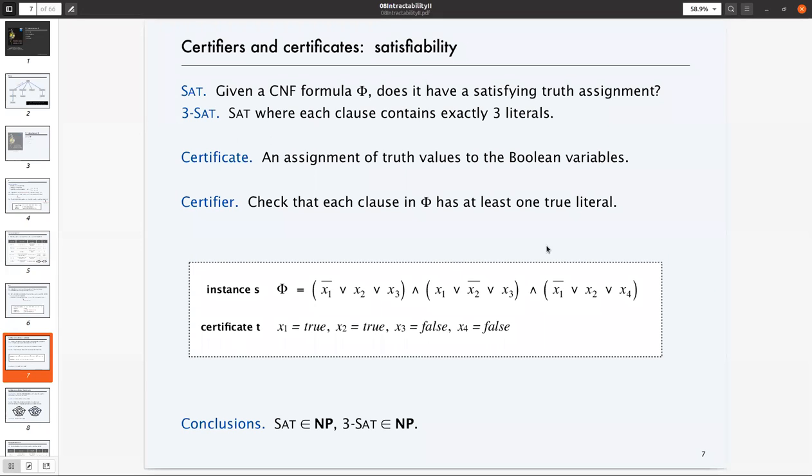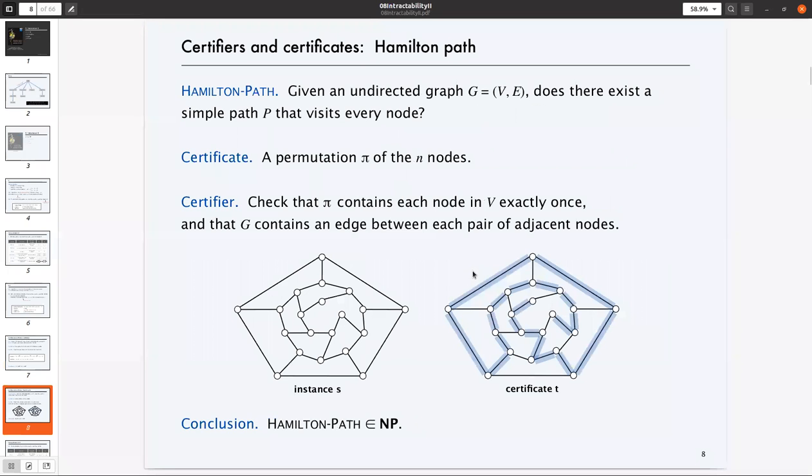What about the other people? Are they getting it? Yes, ma'am. Okay. So we have seen the satisfiability problem. Here we have another problem.